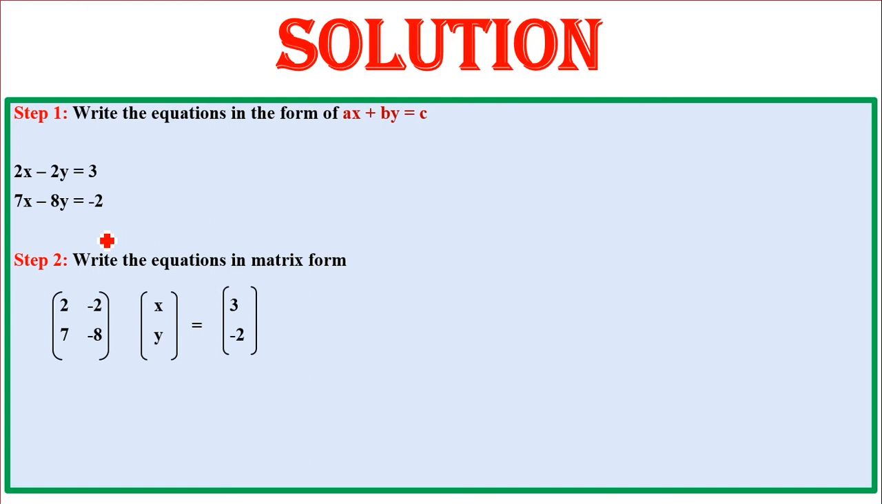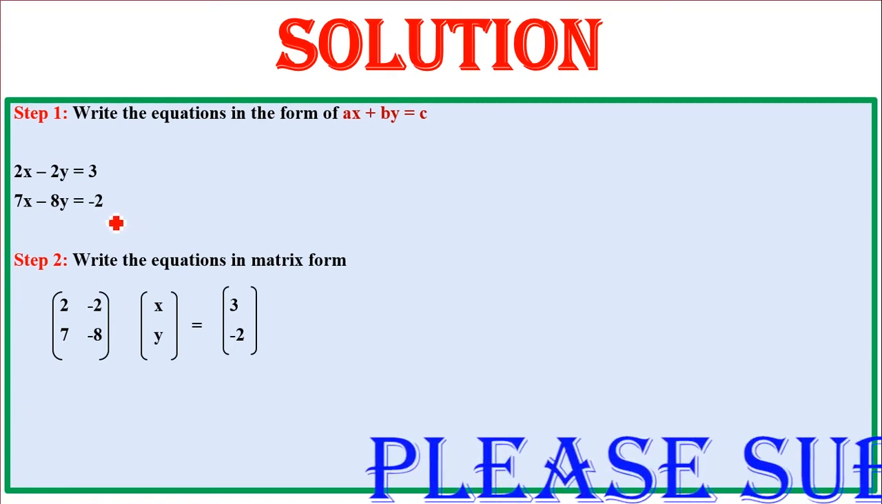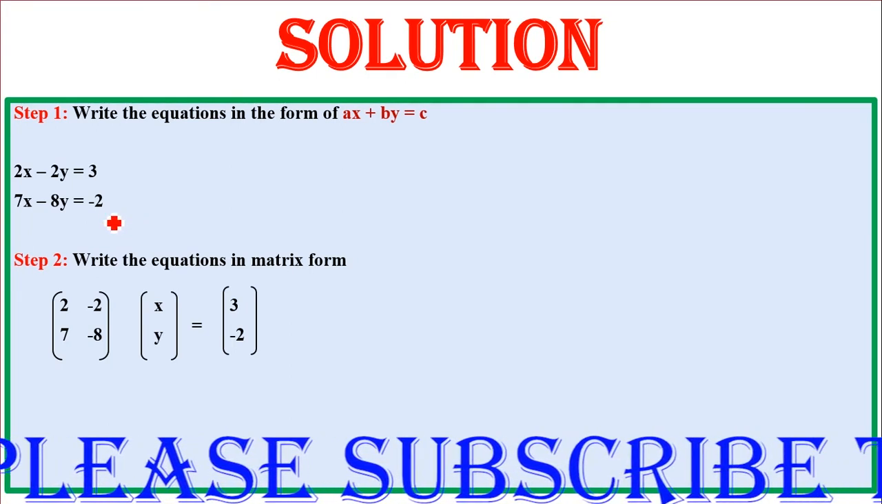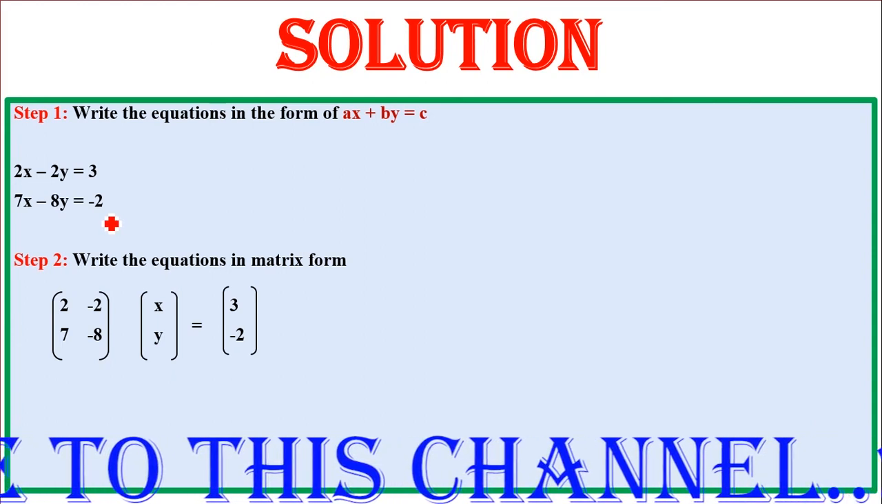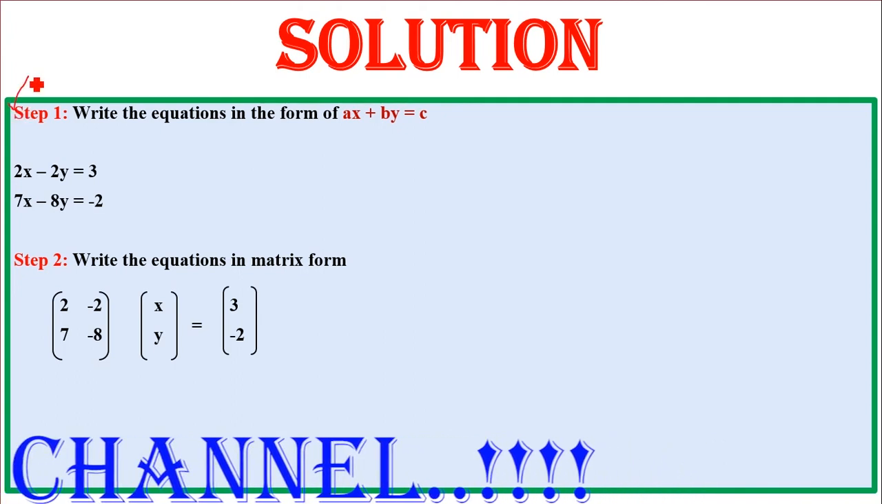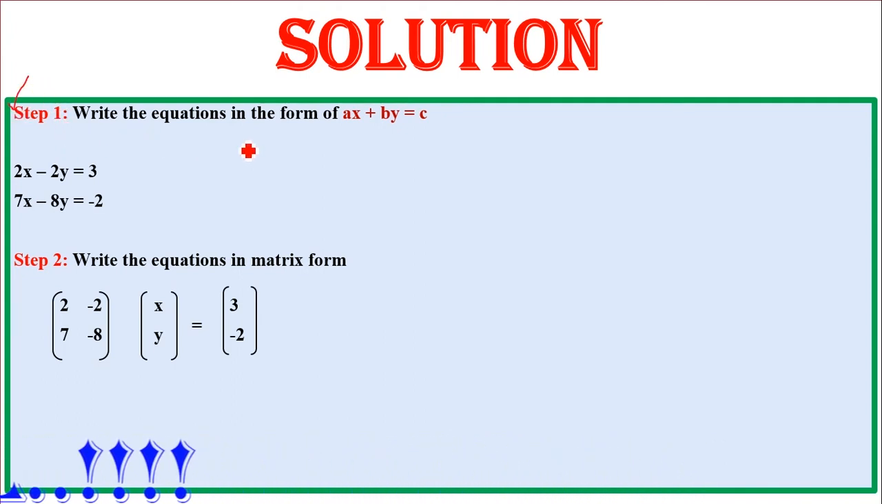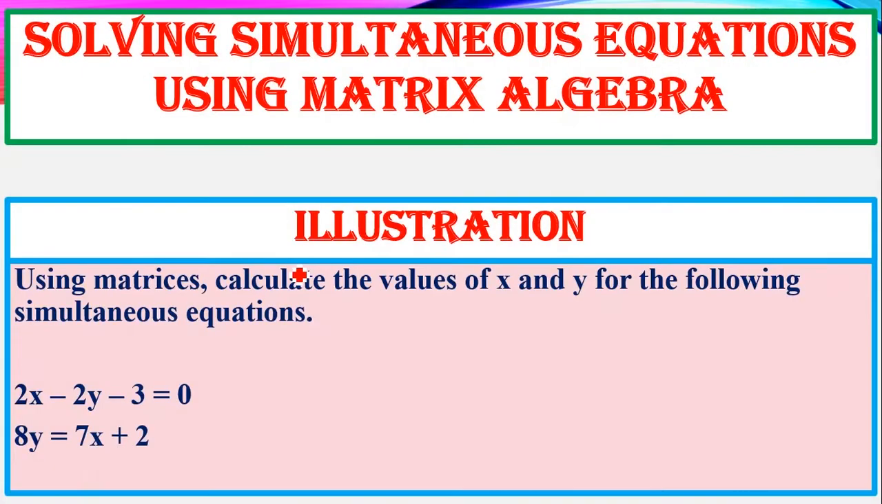I'm going to show you how to solve simultaneous equations using matrix algebra, and in this case, I'm going to illustrate it in several steps. Starting with step number 1: write the equations in the form of ax plus by equals c. If you look at the equations that we are given here, these equations are not arranged in the form of ax plus by equals c. So you have to arrange them.